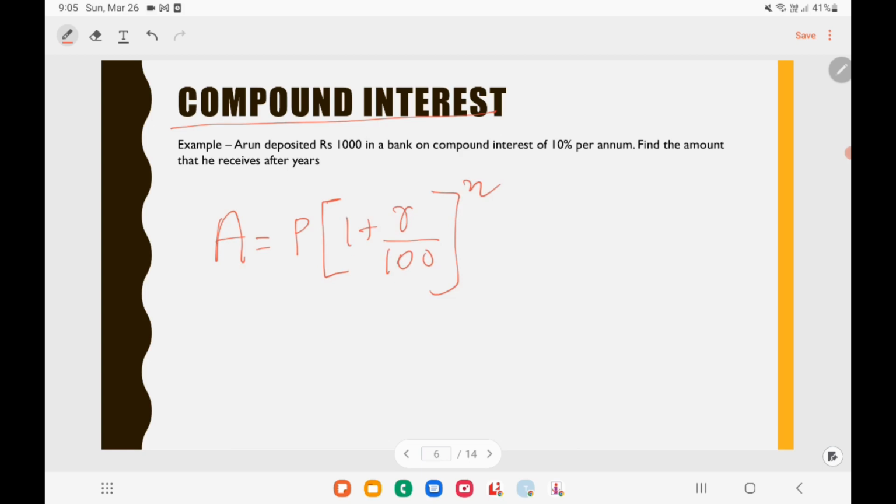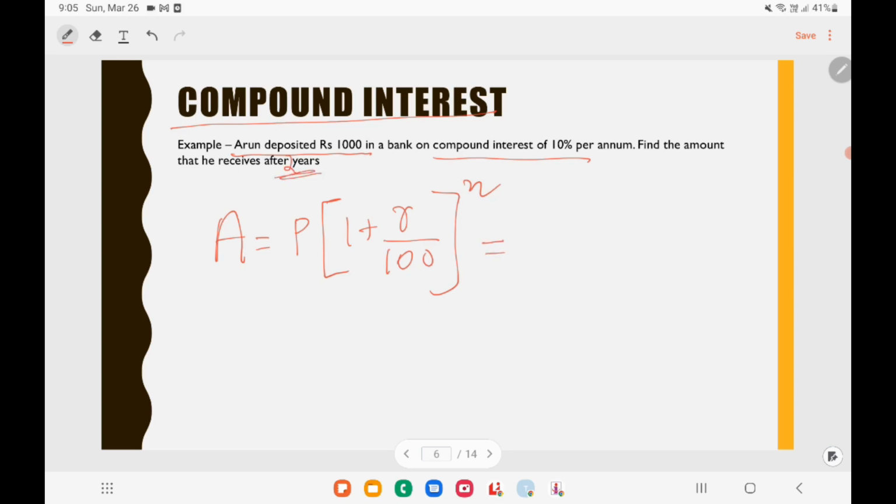Now let us take an example here. Arun deposited rupees 1000, so 1000 is the principal amount P, in a bank on a compound interest of 10% per annum, so the rate of interest is 10. Find the amount that he receives after 2 years. Let's assume 2 years, so n is 2.